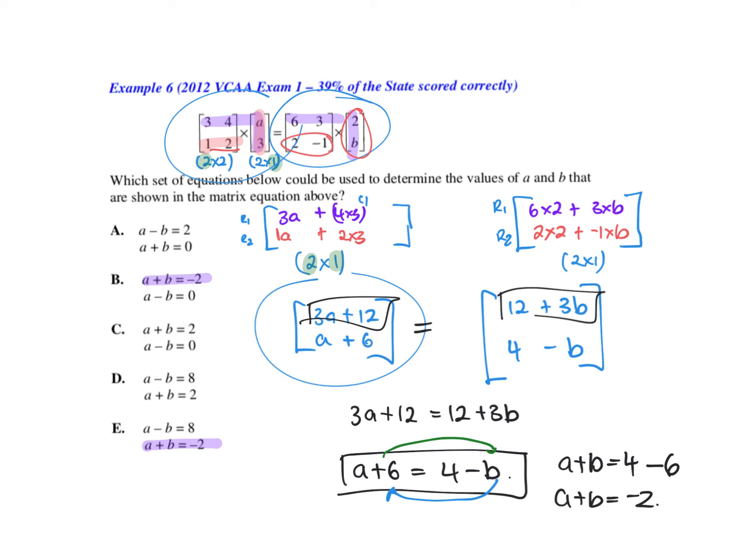That would be true if we rearrange this. If these two sides equal each other, can you see that a must equal b? Does that make sense? Because they're exactly the same: there's a 12 and there's a 12, there's a 3 and a 3. If both sides equal each other, a and b must be the same number.